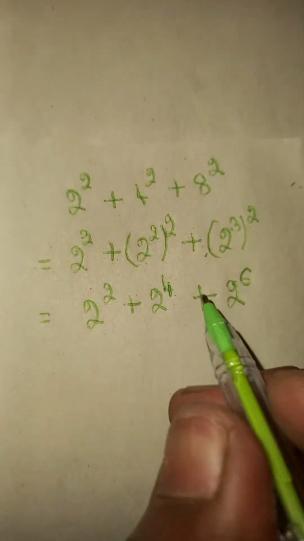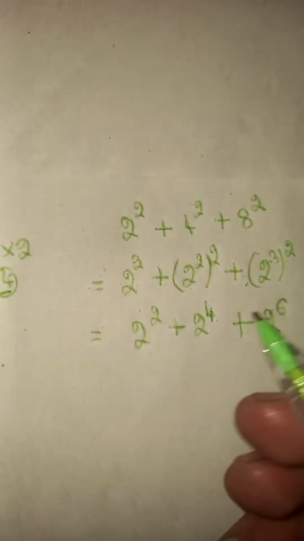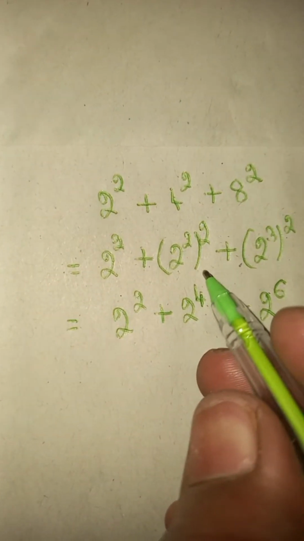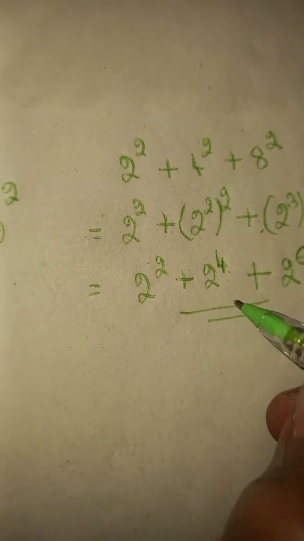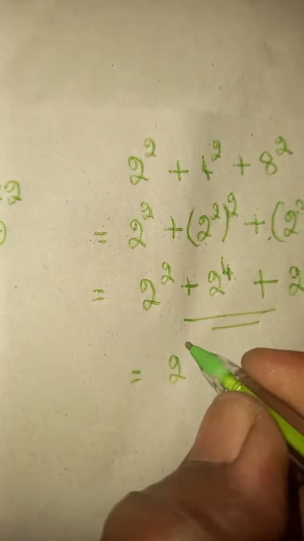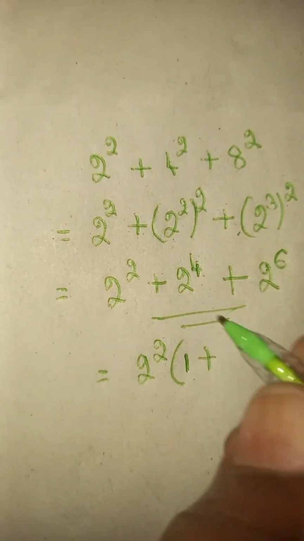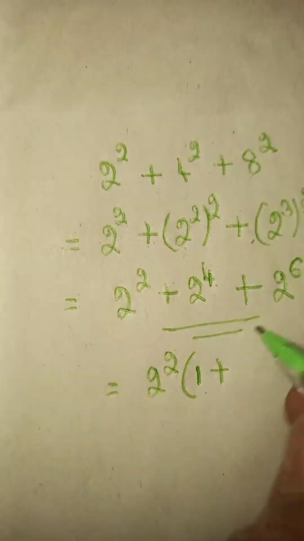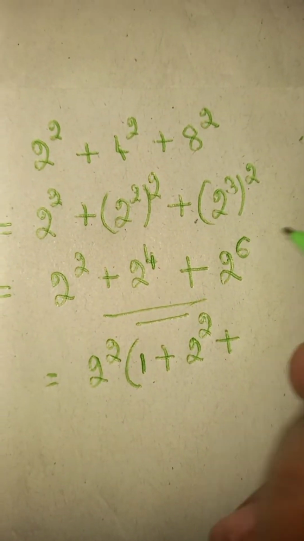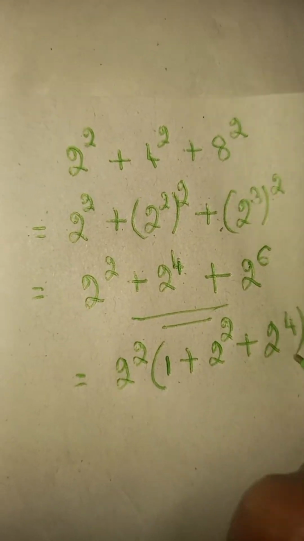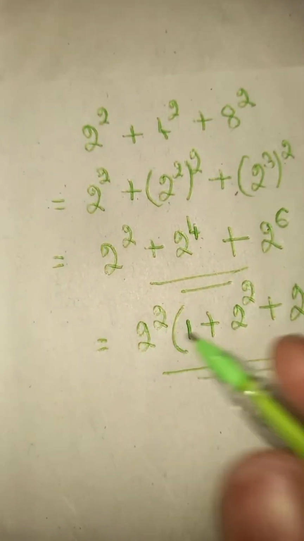And now you cannot multiply them, but you can add them. Now let's keep it like this itself. You can take 2 square as common if you want. Here 1 is going to remain. Here after taking 2 square, 2 square is going to remain. After taking 2 square, 2 power 4 is going to remain. So this is equal to 2 square times all these numbers.